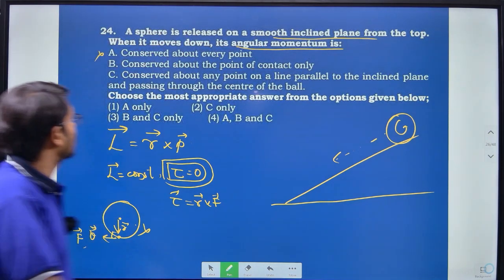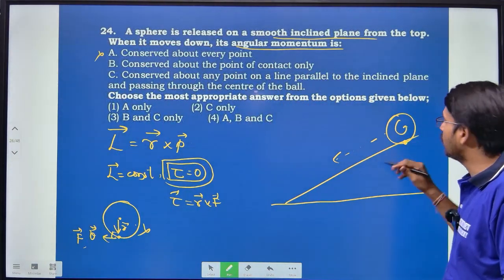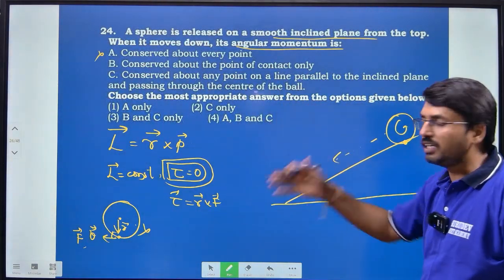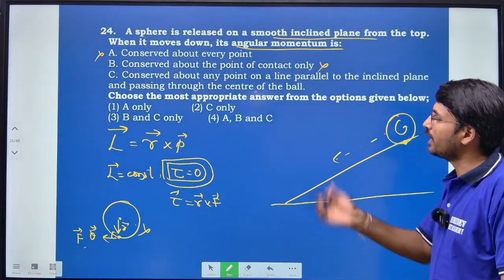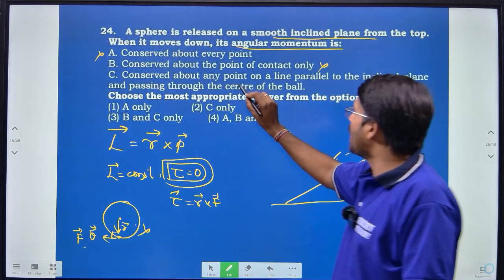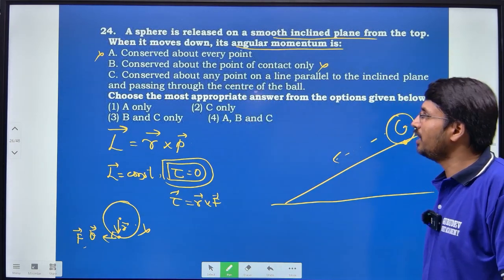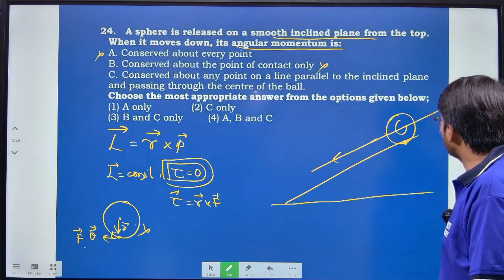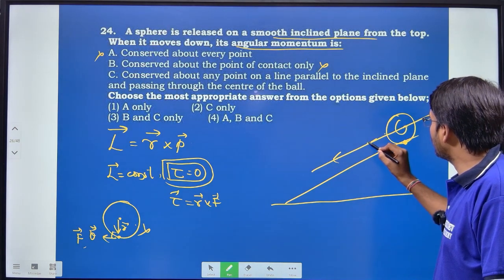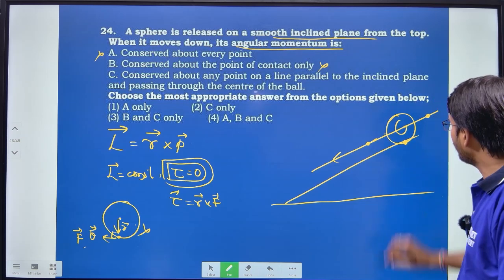Next, conserved about the point of contact only. If this is a point of contact, I have just explained the same here, so that is also not possible. And the next one is: conserved about any point on a line parallel to the inclined plane and passing through the center of the ball. Something like this. This is the point, and if you look at any point, what happens here?